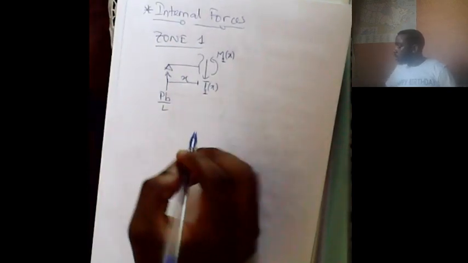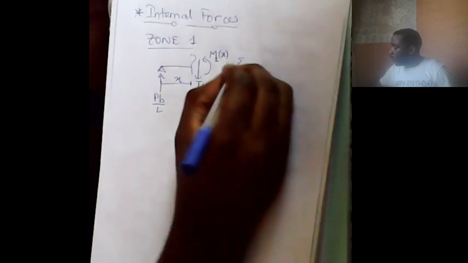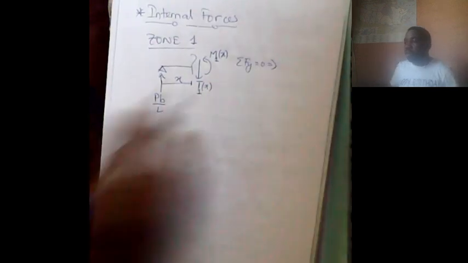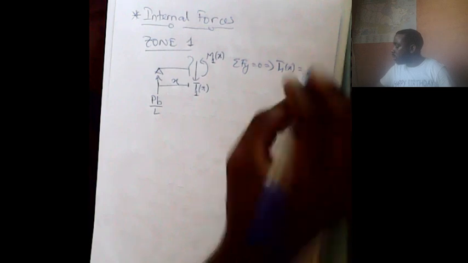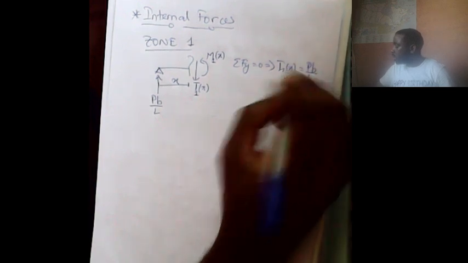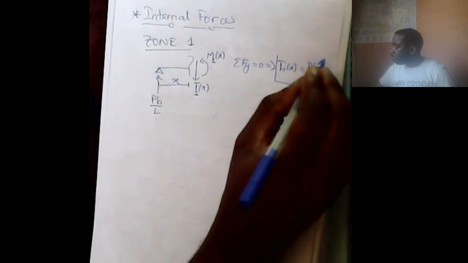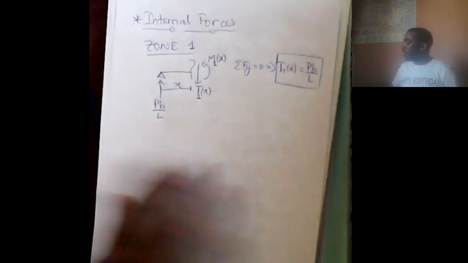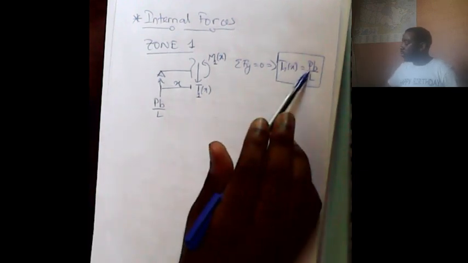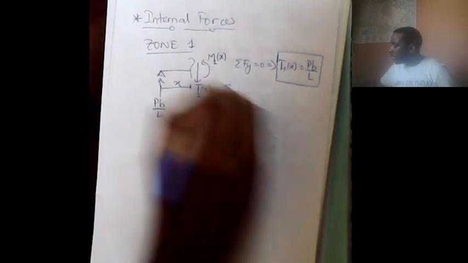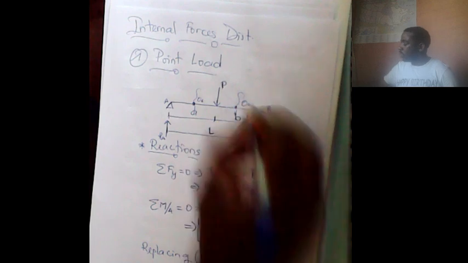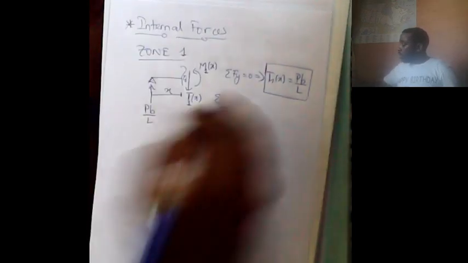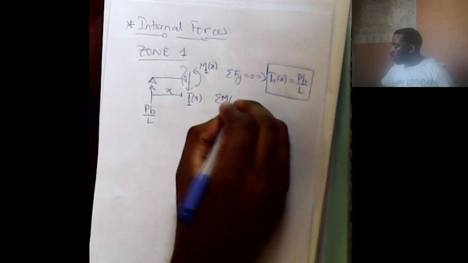Good. So from here, if I just do sum of forces following y equals to 0, I should get the value of T1, right? So my T1 of x should be equal to Pb on L. As simple as that. Okay. And then sum of moments, this is the point that we have got, let's call it O1. So we are calling this point here, point O1, and this point here, point O2, okay? Sum of moments about O1 will have to be equal to zero.